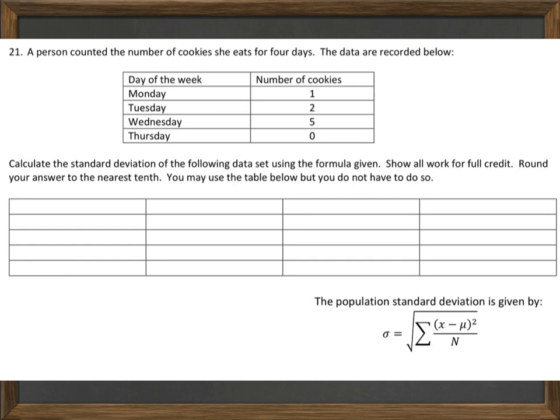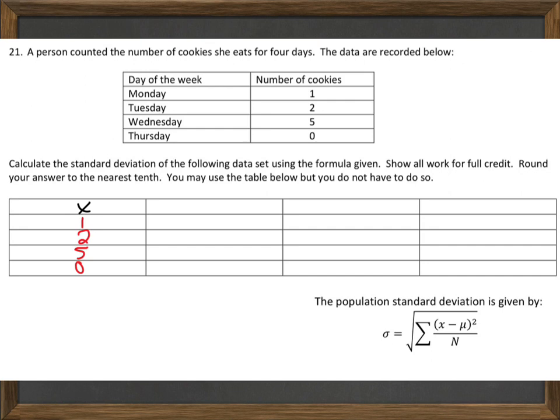So the last question on this review asks us to calculate the standard deviation. Notice, luckily, on this problem, we are given the formula for standard deviation. So all we have to do is crunch the numbers. Okay, so the first column, I'm going to just enter my values. So my data, we have 4 days of the week where I recorded the number of cookies that I ate. So maybe I have 1, 2, 5, and 0.